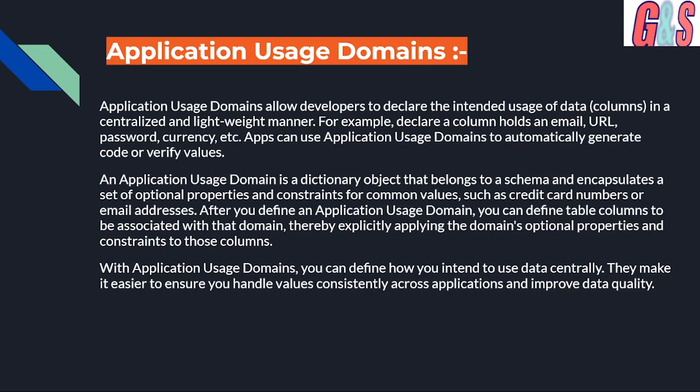An application usage domain is a dictionary object that belongs to a schema and encapsulates a set of optional properties and constraints for common values such as credit card numbers or email addresses. After you define an application usage domain, you can define table columns to be associated with that domain, thereby explicitly applying the domain's optional properties and constraints to those columns.